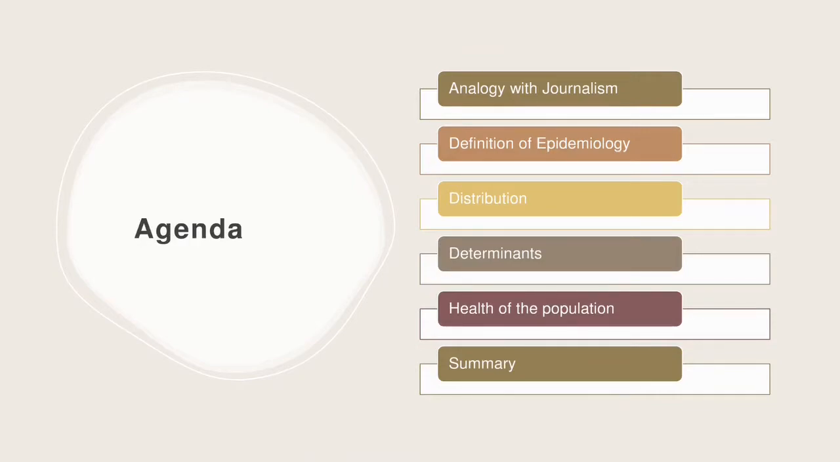In this short session, we'll start with talking about an analogy between epidemiology and journalism. Then we will talk about the definition of epidemiology. We'll go through some details on different aspects of the definition of epidemiology, that includes talking about distribution and determinants in a bit of detail. We will touch base on the role of epidemiology on the health of the population. Finally, we'll summarize our discussion.